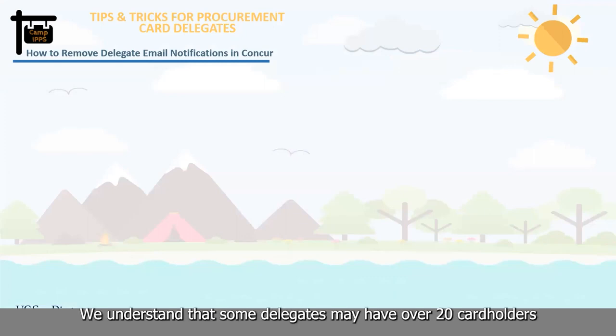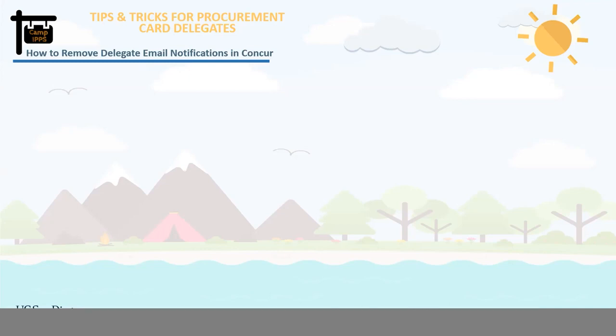We understand that some delegates may have over 20 cardholders, and receiving cardholder email notifications in Concur can really become overwhelming for a delegate. There is an option for a cardholder to change their settings so that it will stop all Concur notification emails that their delegates would receive.